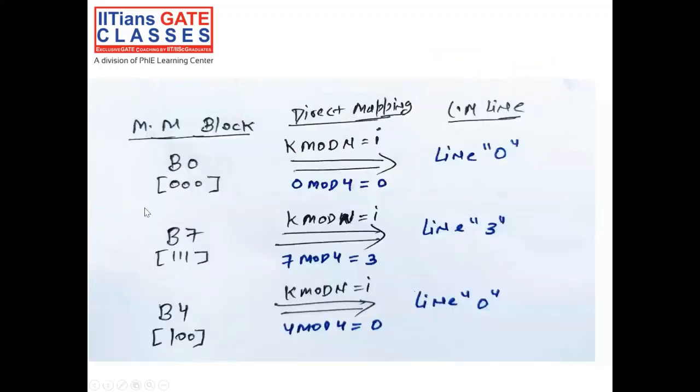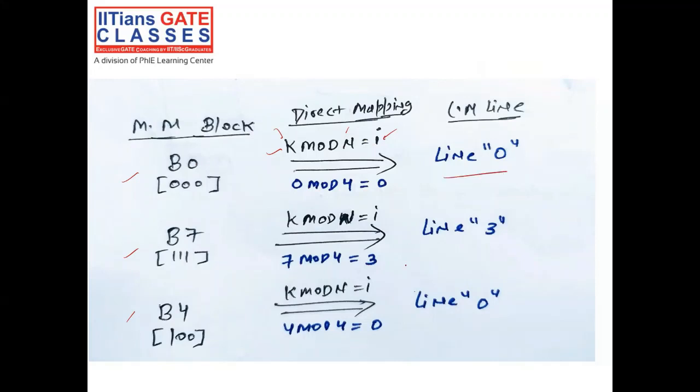Now see, so let's say three memory blocks. Block 0 is there. So we apply this function, k mod n, where k is your memory block number and n is the number of lines in the cache. Then the cache line number is generated. So block 0 mod 4 gives line 0.